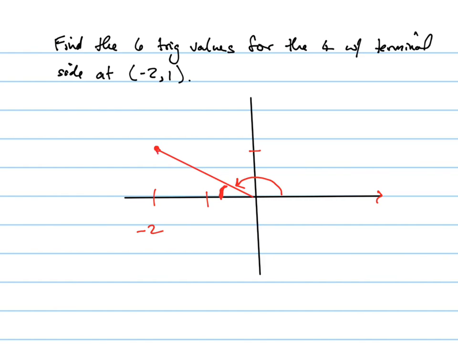And so what we do is we make a triangle out of this. This is -2, this is +1. With Pythagorean's theorem, we find this to be √5. So now we want to find all the trig values. So the sine of theta, we'll call that theta, the sine of theta is going to equal the opposite over the hypotenuse, which is 1 over √5, which simplified is √5/5.